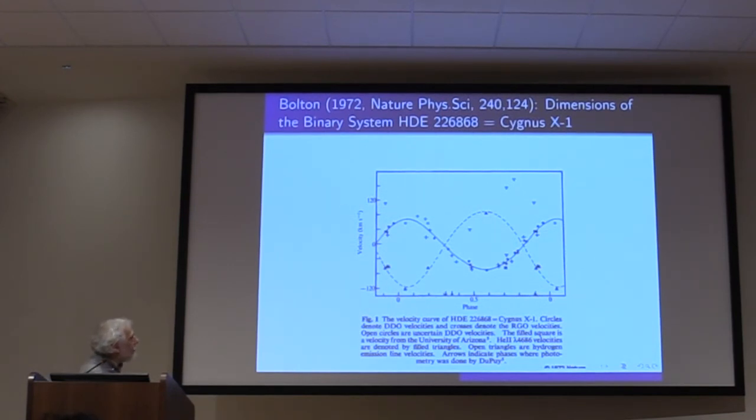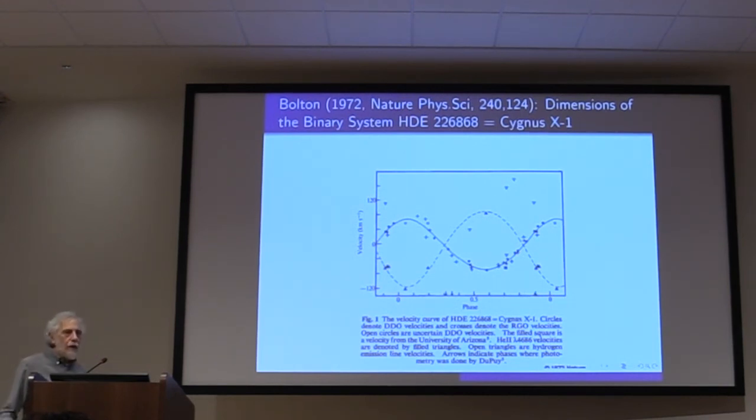This is an amplitude of roughly 100 kilometers per second. This curve is a stellar spectrum. It is an OB star, and this curve is the emission lines in antiphase. And so it was clear you could get the mass ratio here. This was Bolton's result. This is the appearance of a black hole, the first direct observation. The mass has to be greater than 4 solar masses. And in fact, was suggested as being 7.